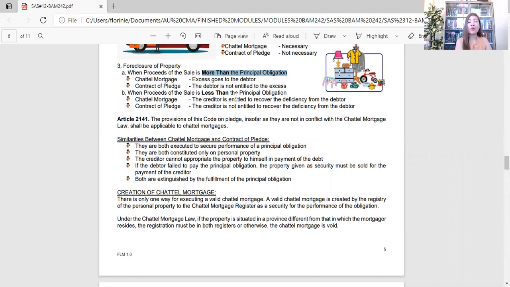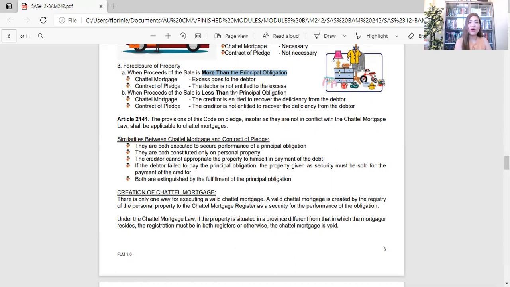Okay, so letter B. What if less than the principal obligation? Sa chattel mortgage, yung creditor is entitled to recover the deficiency. So, ibig sabihin, sa chattel mortgage, kapag less yung napagbentahan, may utang pa rin si debtor. Pero sa contract of pledge, ang ikinaganda, wala na. Wala nang karapatan si creditor na makarecover ng deficiency from the debtor. Yun naman din ang ikinaganda dyan. Kasi kapag naman higit yung napagbentahan, kanya naman lahat. O bakit ngayon kapag kulang yung napagbentahan, sisingilin ka pa? So, just to be fair, kapag sobra, kanya lahat. Pag kulang, sorry na lang. Ayan. Sa contract of pledge yun. Pero sa chattel mortgage, kapag sobra, solely sa debtor, pag kulang, may utang si debtor.